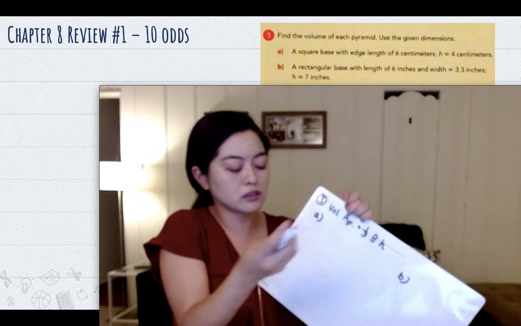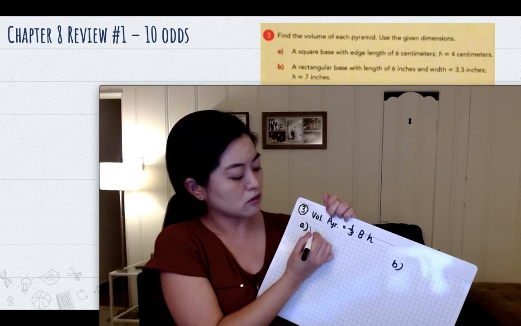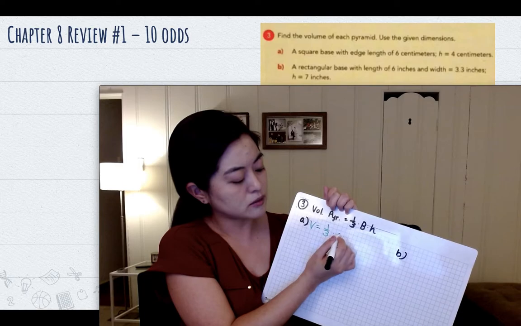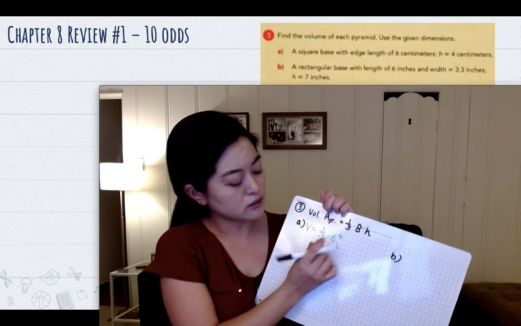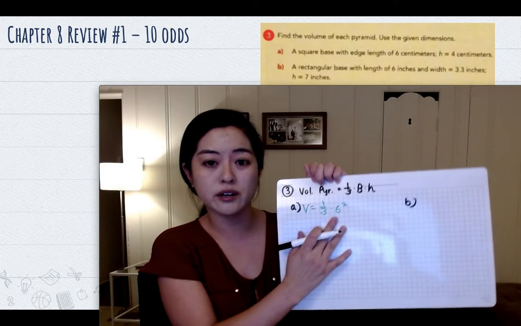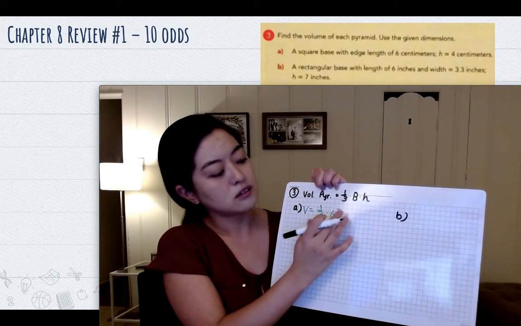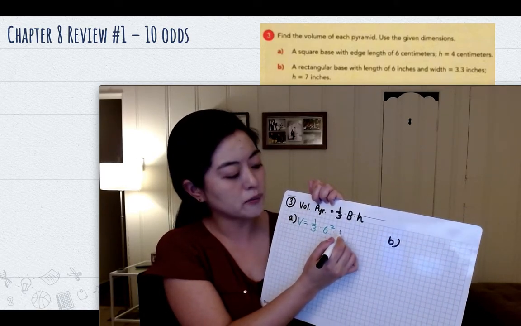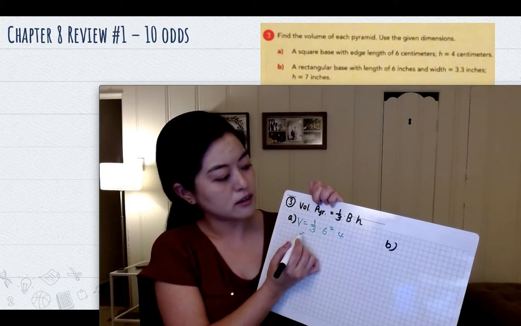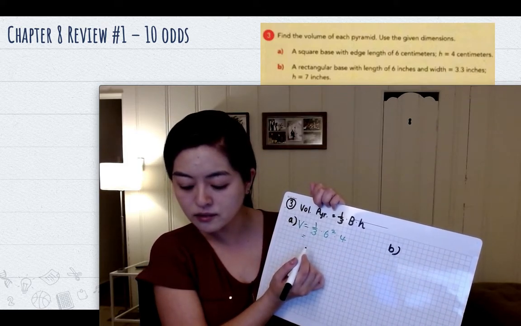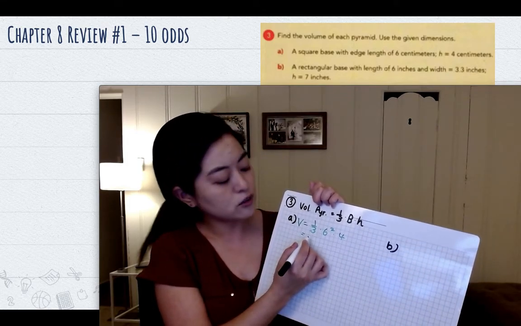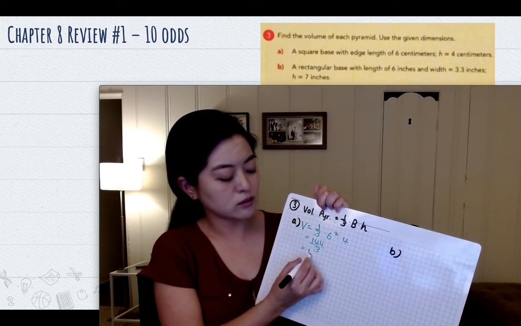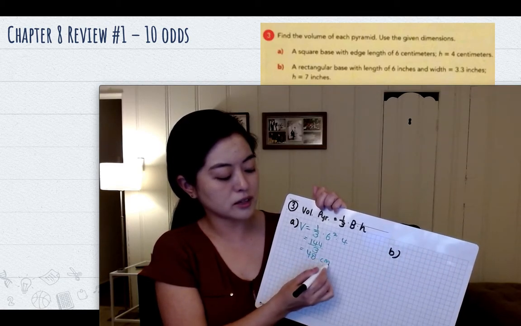I think this one should be better. Okay, so volume is equal to 1/3 times 6 squared. This is the edge of the square, so 6 times 6, which is 6 squared, times the height, which is 4. And then if you do this, it becomes 144 thirds, which is equal to 48 cubic centimeters.